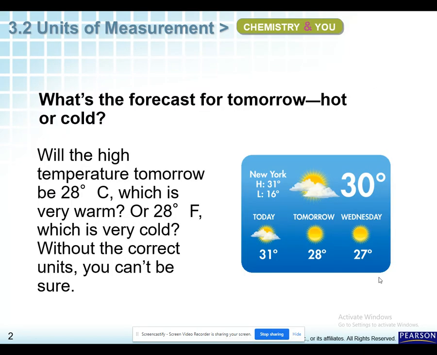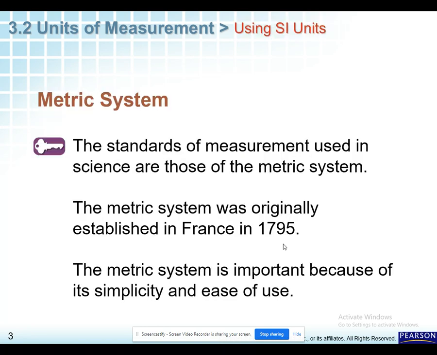This section opens up by saying, what is the forecast for tomorrow, hot or cold? Will the high temperature tomorrow be 28 degrees Celsius, which is very warm, or 28 degrees Fahrenheit, which is actually very cold? If you don't include units, you can't be sure. So right here, it says 30 degrees. Well, I don't have a unit, so I don't know if it's going to be hot. I don't know if it's going to be cold. Tomorrow it says 28. I don't know which is which. So this is why units are very, very important in science.